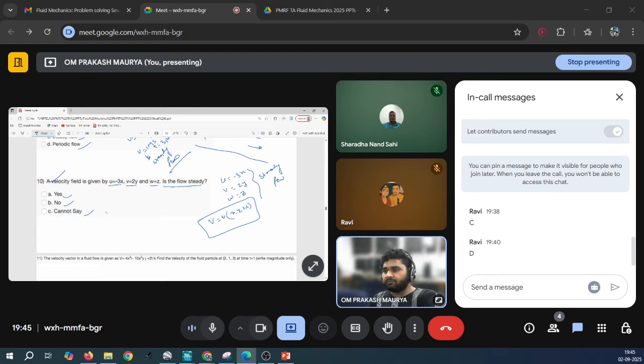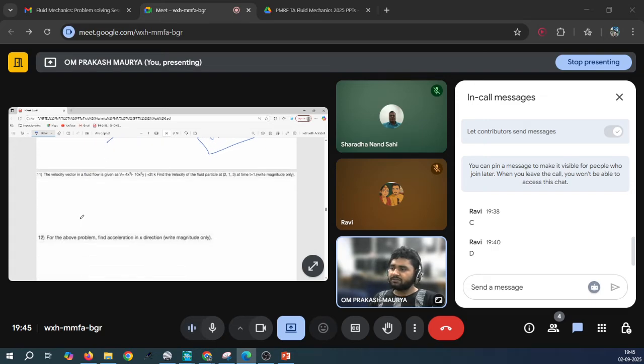Or let me write it: minus 3x i, 2y j, z k, like that. So here there is no t term, so it does not depend on time. So if yes, definitely it is a steady flow.